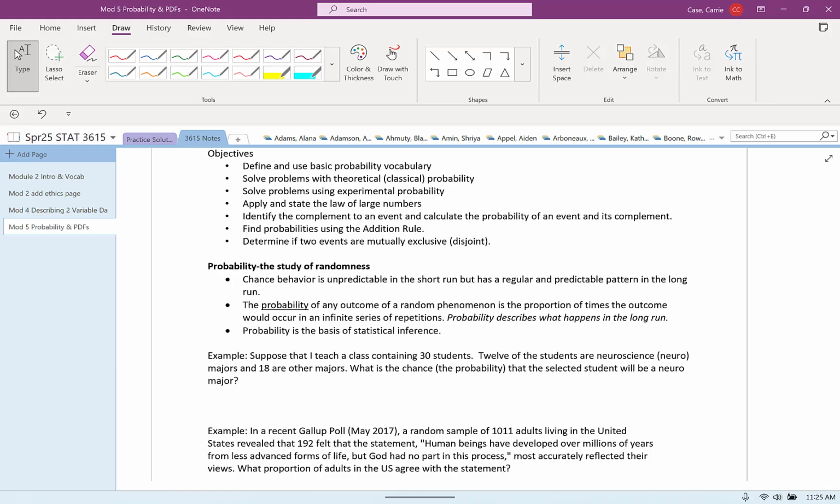50% heads. The probability of any outcome of a random phenomenon is the proportion of times that outcome would occur in an infinite series of repetitions. Probability describes what happens in the long run. And probability is the basis of statistical inference.